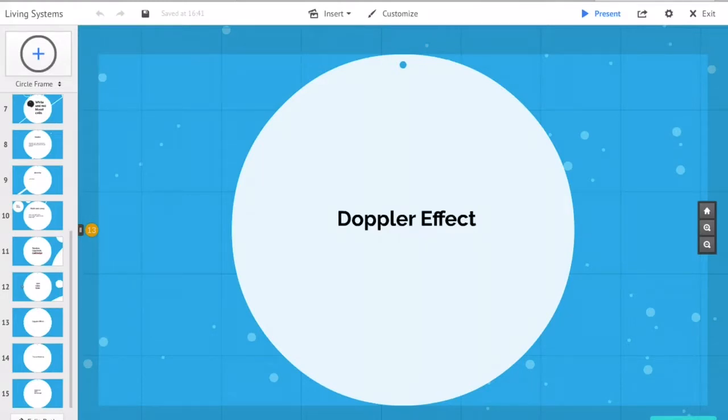The example that you see the most often and is probably fairly likely to show up on the Praxis is the change in pitch of a siren when it's coming towards you, when it's even with you, and when it's away from you. Those different sounds, that's known as the Doppler effect.